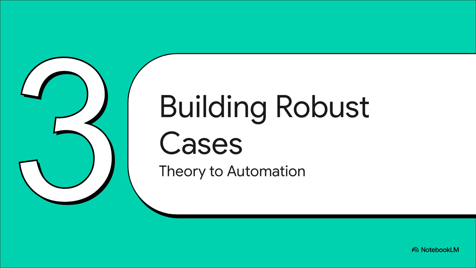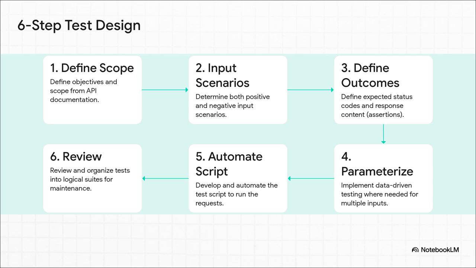How do we build this stuff? It really comes down to this simple 6-step blueprint. First, know your scope. Then brainstorm all your scenarios, the good, the bad, and the ugly. And for every single one, define exactly what you expect to happen. Only then should you start writing code, maybe parameterizing your data, and then finally organizing everything into logical test suites.